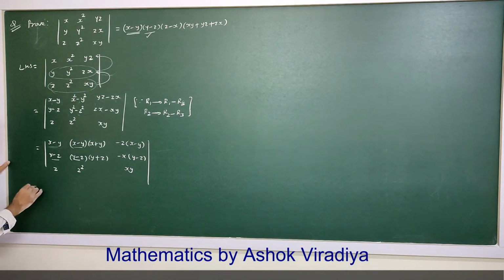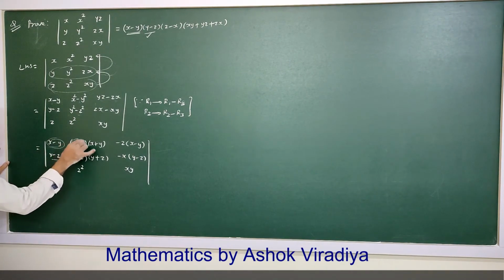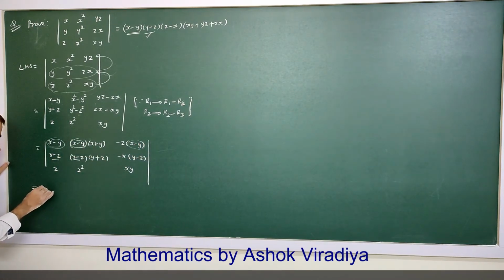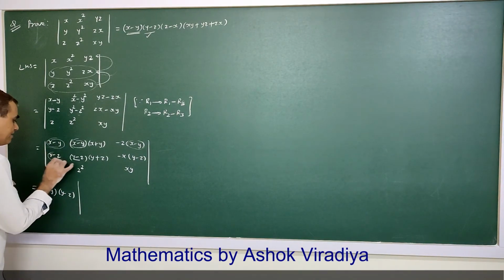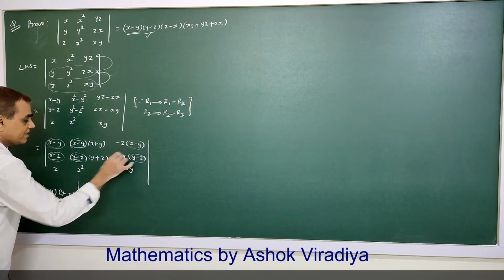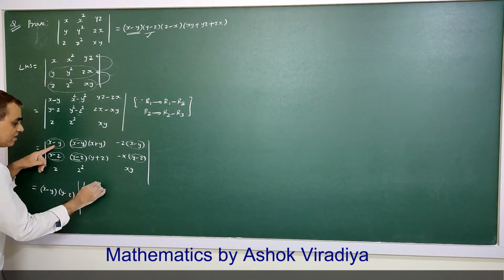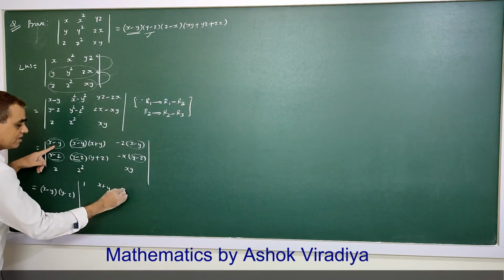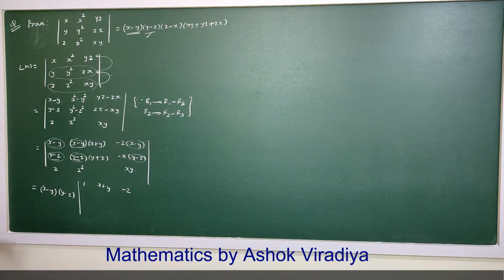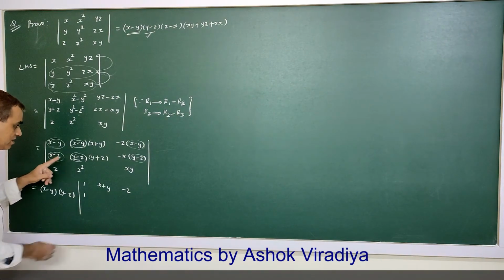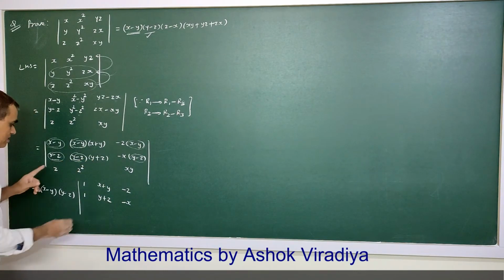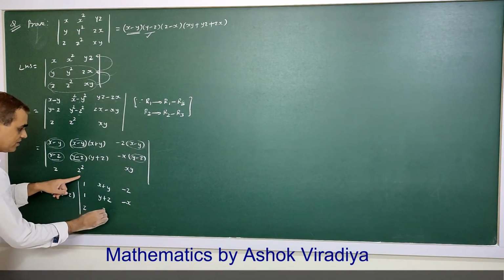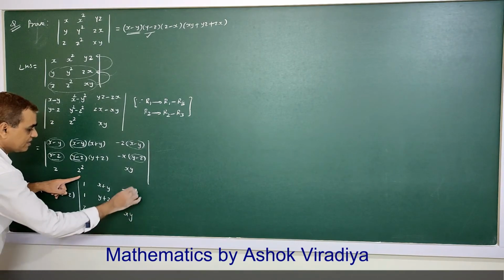And now say x minus y common from first row, y minus z common from second row, y minus z, y minus z, y minus z. So what is left here? 1, x plus y minus z. Here 1, y plus z minus x. Here z square xy. These are left.